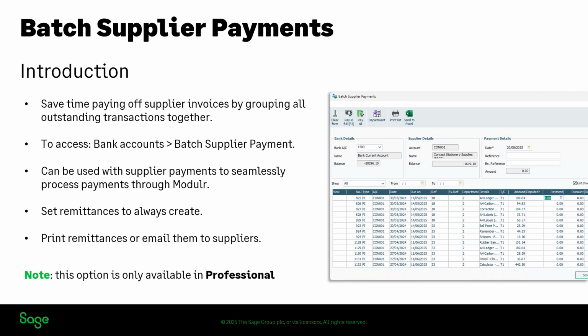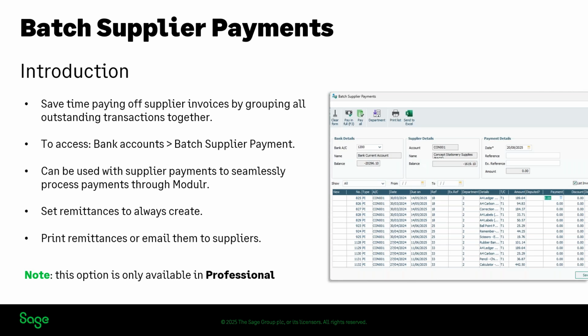Okay, so the batch supplier payments window. Using this option, you can save time when paying off supplier invoices. You can group all outstanding transactions together, allowing you to pay or allocate these items all at once. You will find the batch supplier payment option within the bank accounts module rather than suppliers. It can be used with supplier payments to seamlessly process payments through modular.